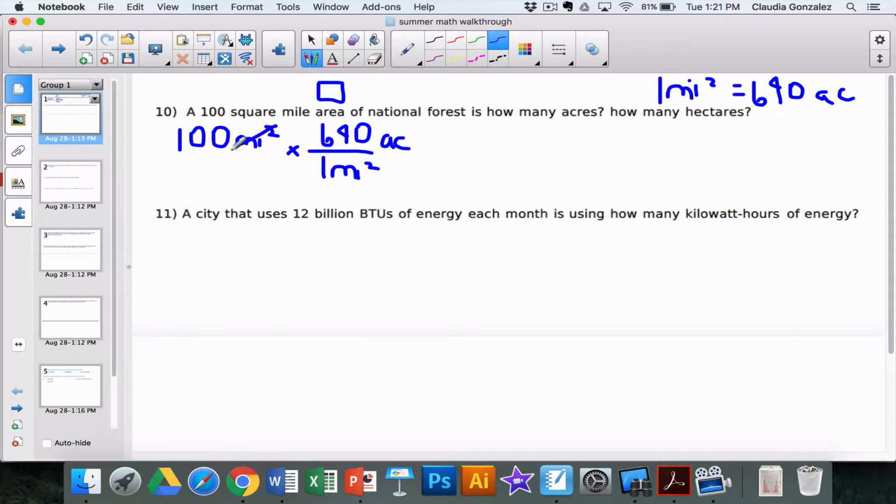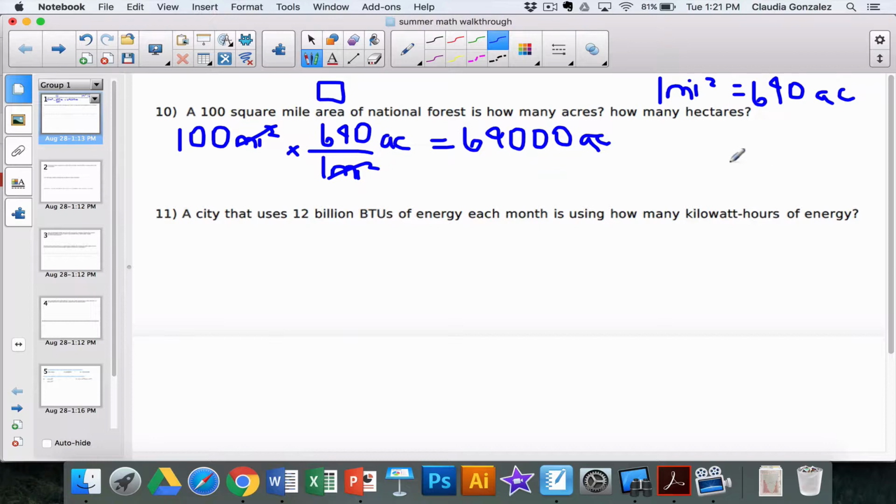My miles squared cancel out, so I end up with, and this you can quickly multiply right in the top of your head, right? 640 and tack on these extra zeros. So 64,000 acres. I'm going to write AC. That's for the first part. But how many hectares is that?